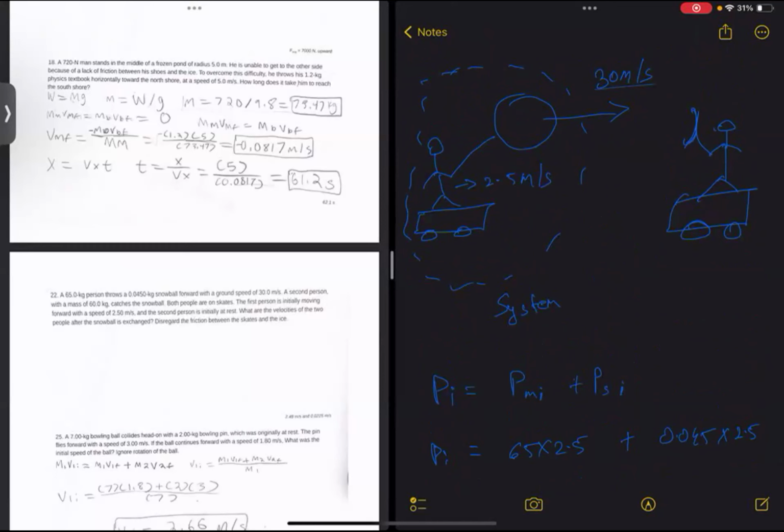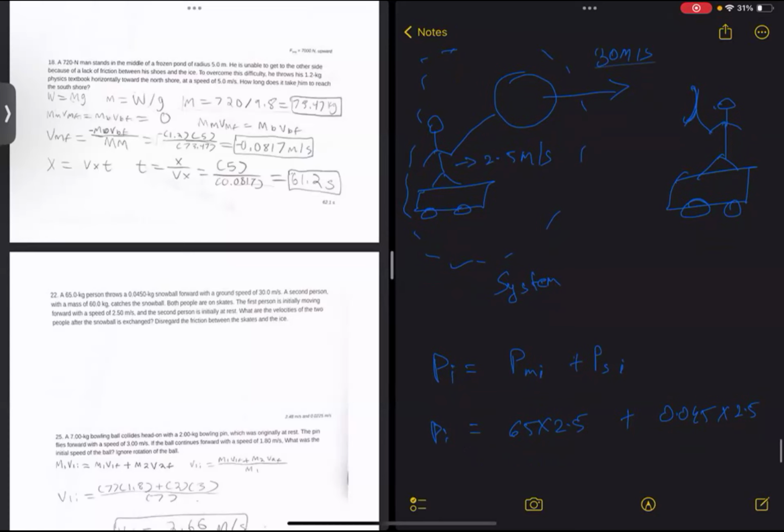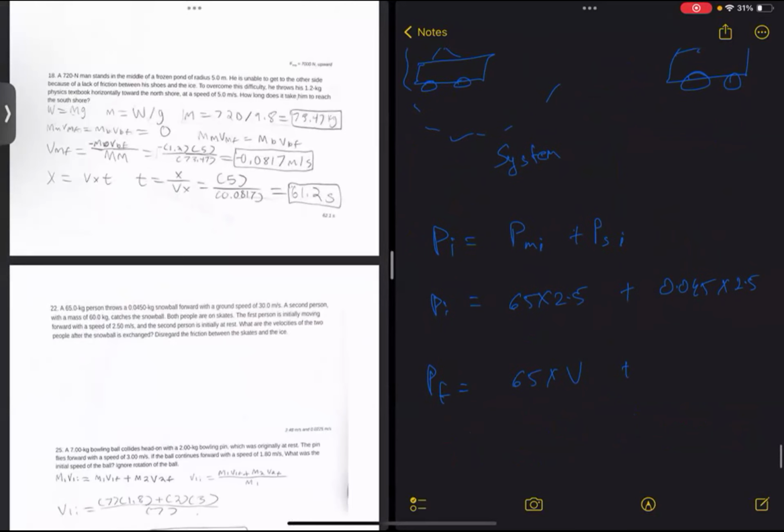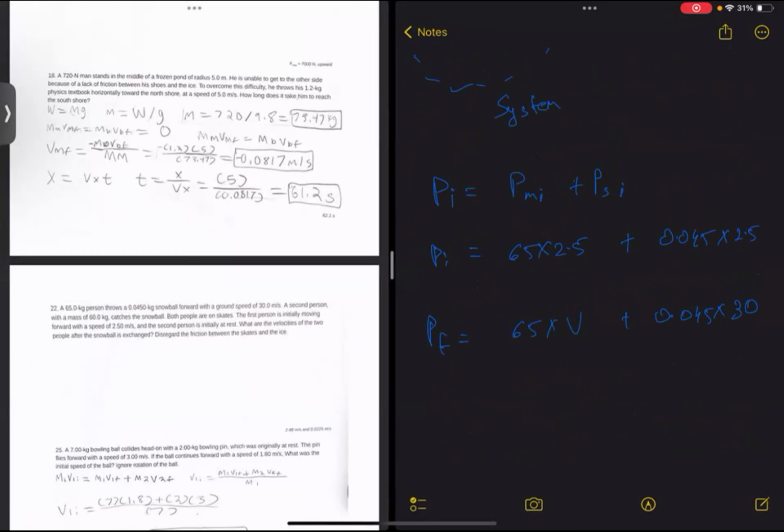Wait, hold on. No, wait. The snowball goes forward with a speed of 30 relative to the ground, right? So the final momentum of the ball is 0.045 multiplied by 30. So when you consider the system as the snowball and the man, this is the final momentum of that system.